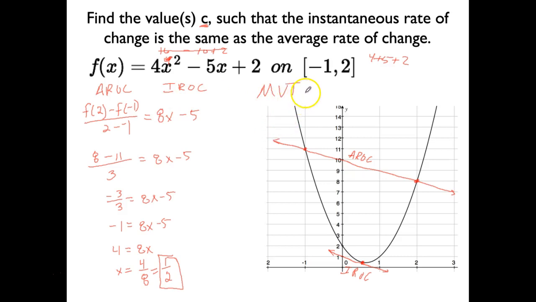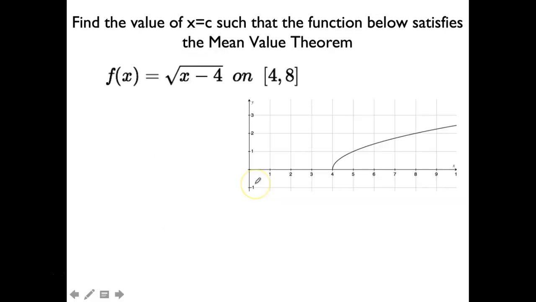And it is only true if differentiable. Look at this function. This function is totally differentiable on the interval we were looking at. It is smooth everywhere from -1 to 2. Okay, so this one's good. Let's go forward. Find the value of C such that the function below satisfies the mean value theorem from 4 to 8. Okay.